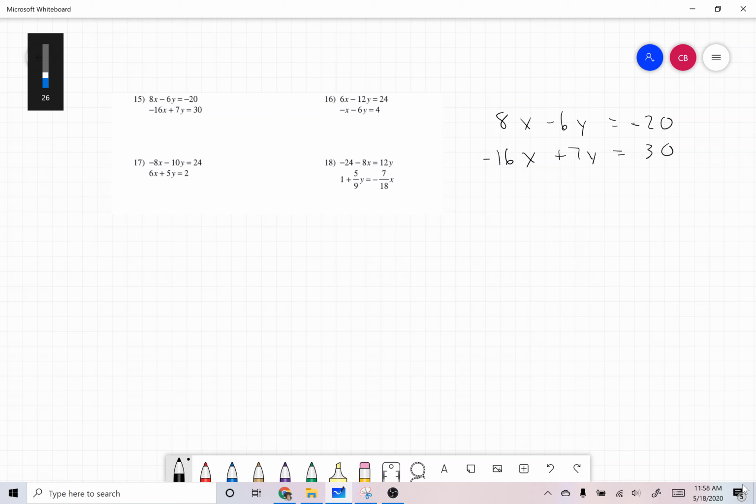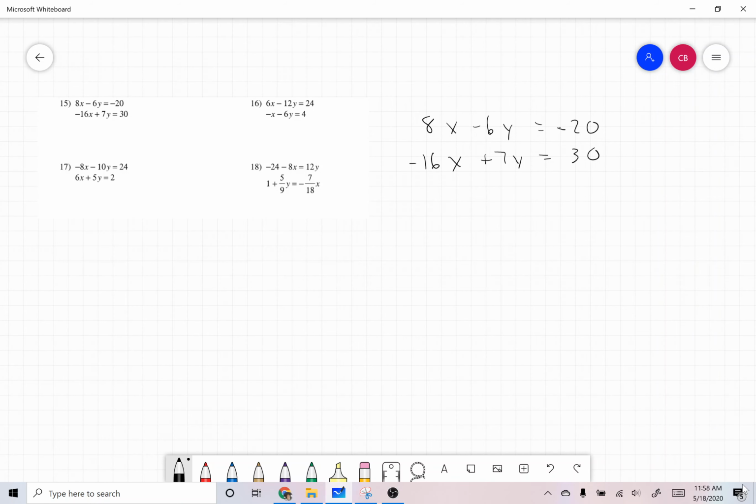Okay, guys, so the third way we're going to solve systems is through a process we call elimination. It's called elimination because you want to eliminate one of the variables. And so what that means is manipulating one of the problems to match the other one in some form to get rid of one of the variables.